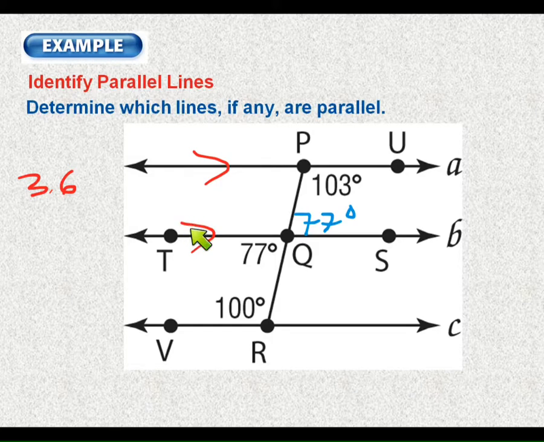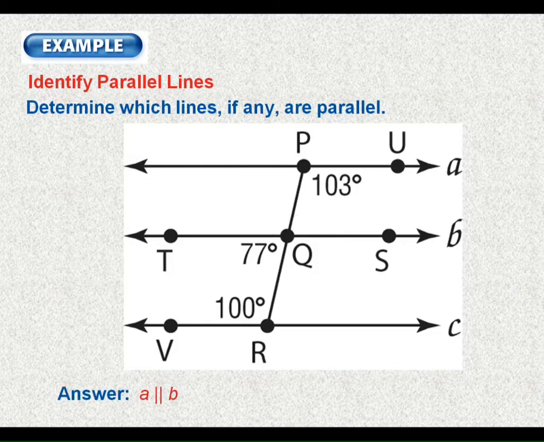So if A is parallel to B, but B is not parallel to C, is A going to be parallel to C? No, because they're not parallel to the same line, right? So I would just say these two are parallel by theorem 3.6 because their consecutive interior angles are supplementary. A and B are parallel. And we write that, remember, with the double bars, A parallel to B.